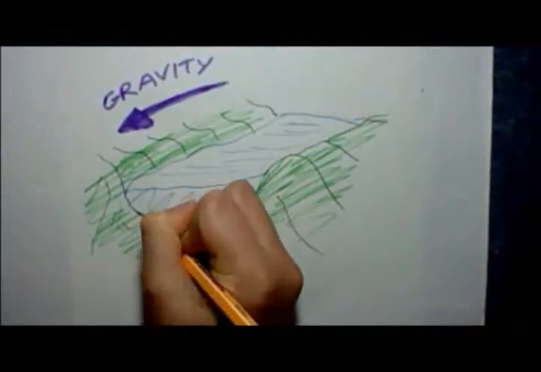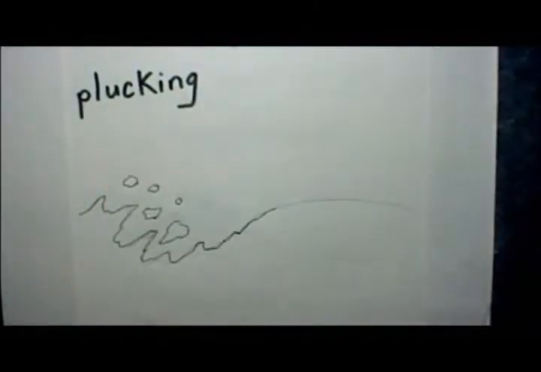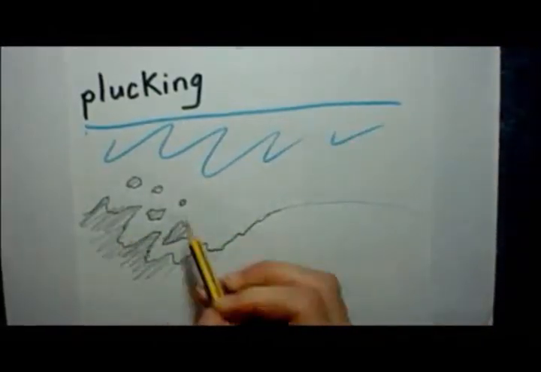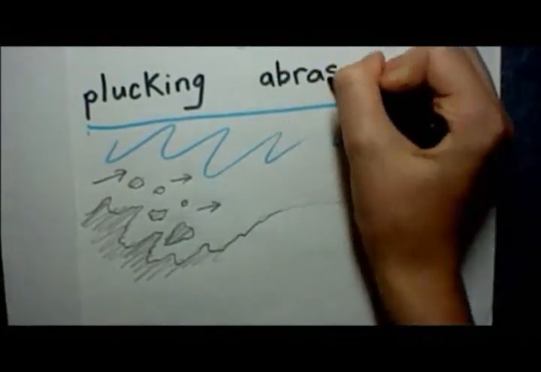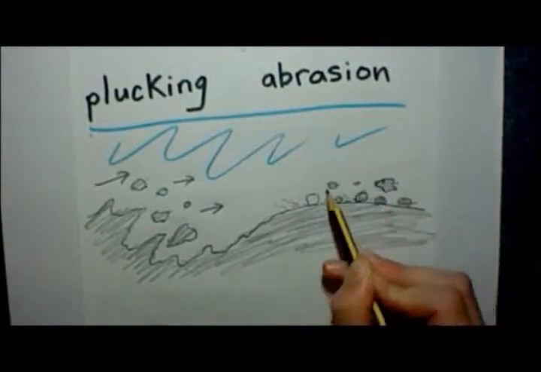The first of these is plucking. Plucking is where chunks of rock are pulled out of the valley floor by the moving glacier, leaving it rough and jagged. The second method, abrasion, is where rocks carried by the glacier scrape the valley floor, smoothing it.